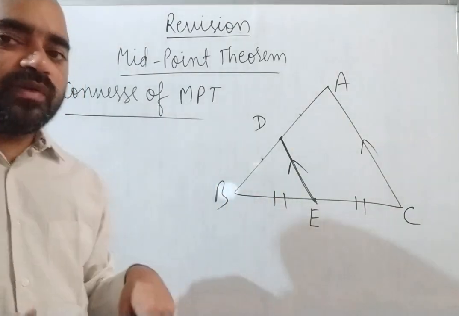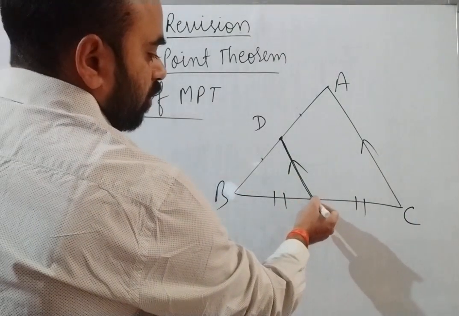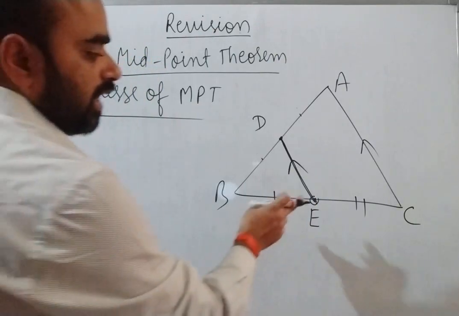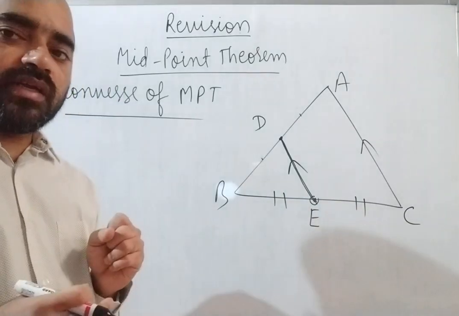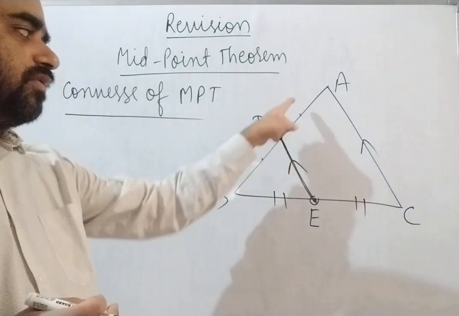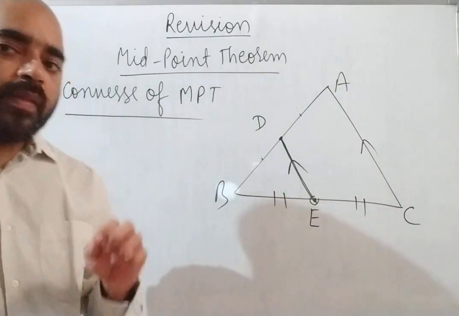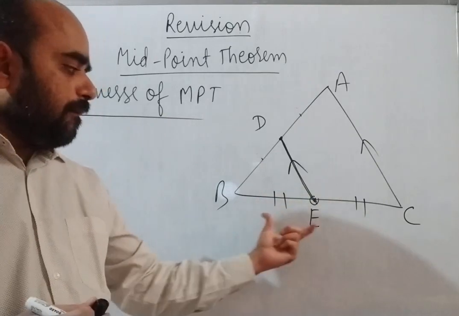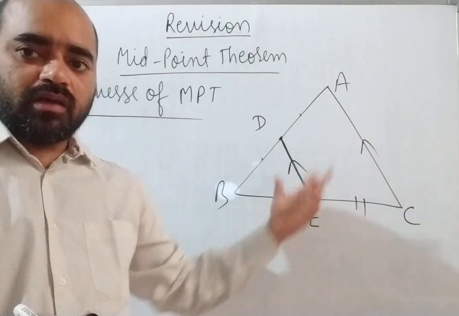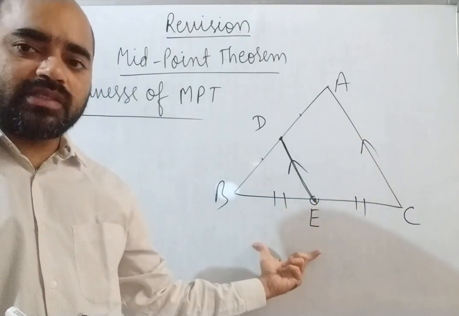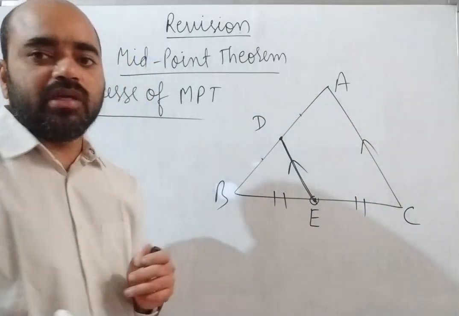So in converse of midpoint theorem, what is given? Again two conditions. One condition is midpoint of any one side is given and the line segment from this midpoint is parallel to the second side. Correct? Then this line segment will divide the remaining third side in equal parts. Line segment joining the midpoint of one side parallel to second side, divides the third side into equal parts.